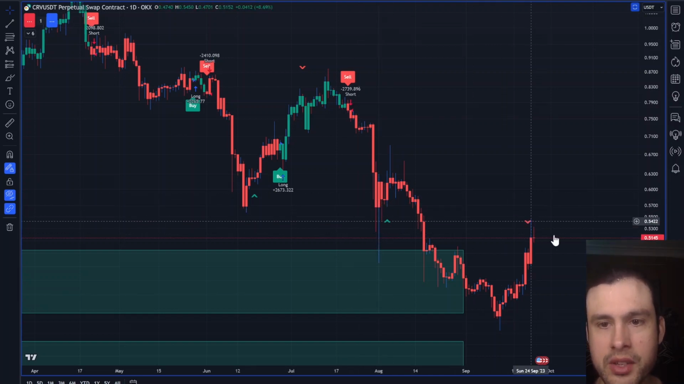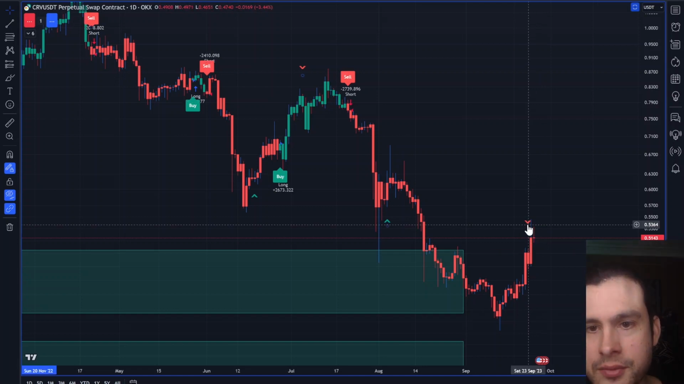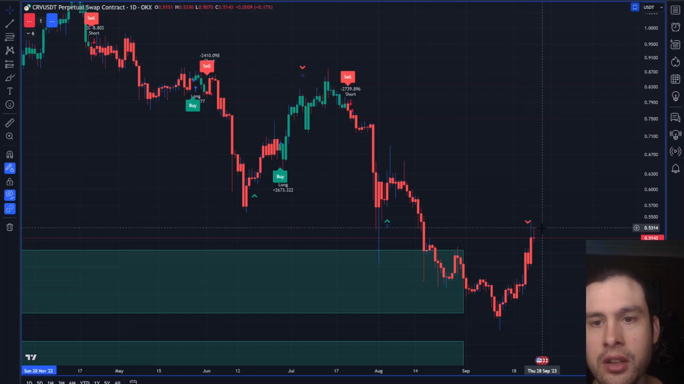So that's why we're starting to reject here. This looks a bit toppy at this point. So we'll have to see how price action goes further, but this might be a good spot to re-enter. We actually have a re-entry signal right here. So if you're looking to maybe re-add to shorts on Curve, then these levels would be nice. Somewhere around here, I'm going to say is probably a good area to add to shorts.